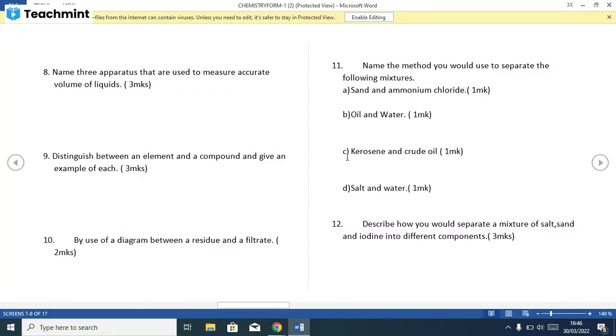C, kerosene and crude oil, through simple fractional distillation. D, through evaporation. Describe how you will separate a mixture of salt, sand, and iodine. Here you are supposed to describe. First, you dissolve the salt in water.